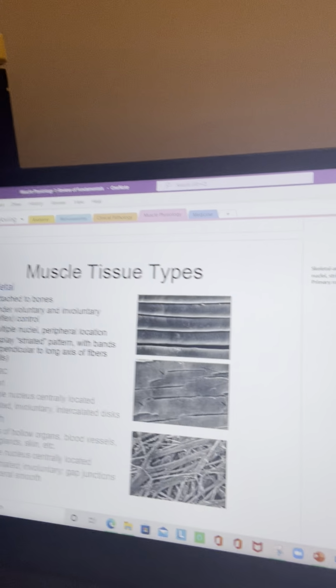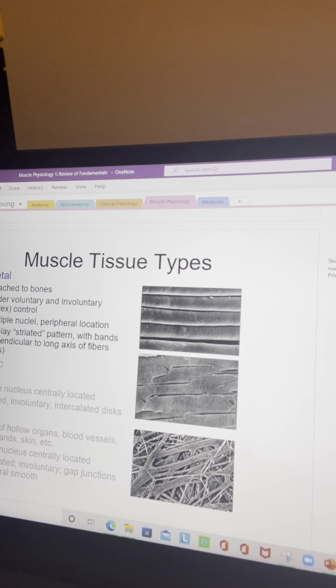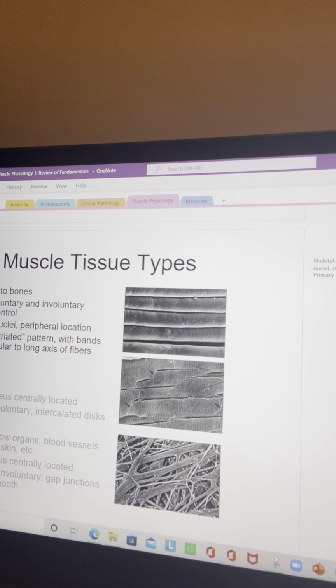So here's our skeletal muscle, which I kind of talked about yesterday. It's attached to bone. It's under voluntary, involuntary reflex control. They have multiple peripheral nuclei, and they have striated patterns. Overall, the functional unit of a skeletal muscle includes active contractile elements, which are our muscle fibers, as well as passive elastic elements, which are our tendons that form the attachments to bone.